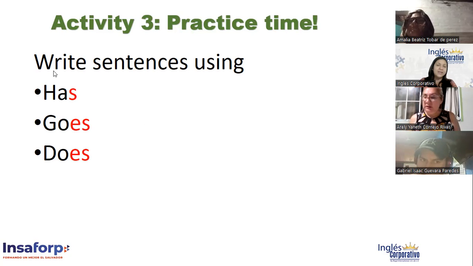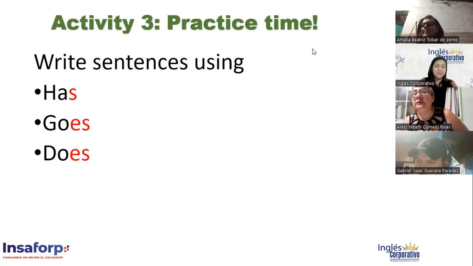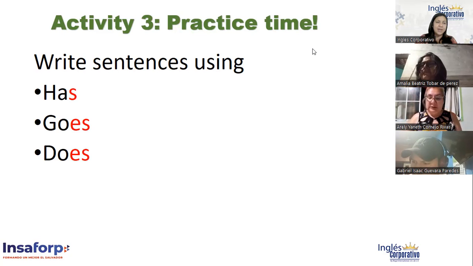Okay, guys. Now, everybody, please, let's write sentences using these verbs in the chat. We have the first examples. Edith Carolina, I have a baby. She has a motorcycle. Excellent. Let's continue writing with goes and does.